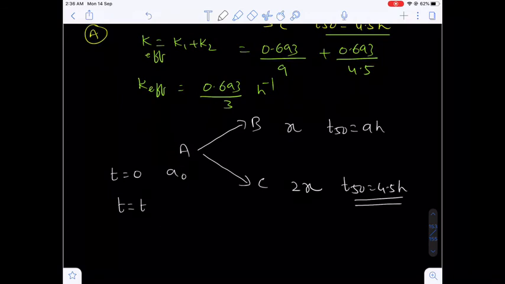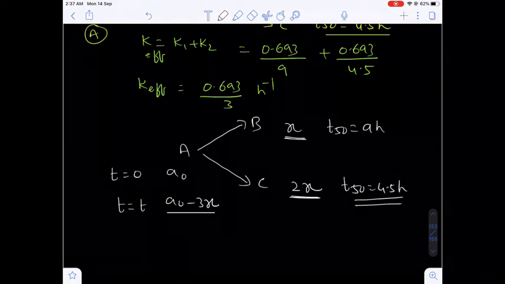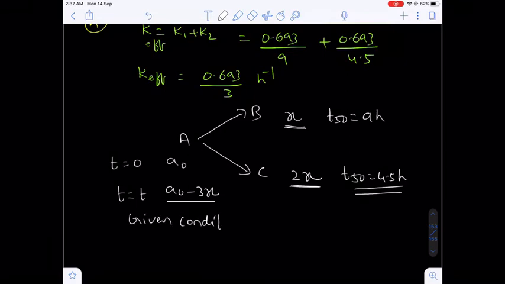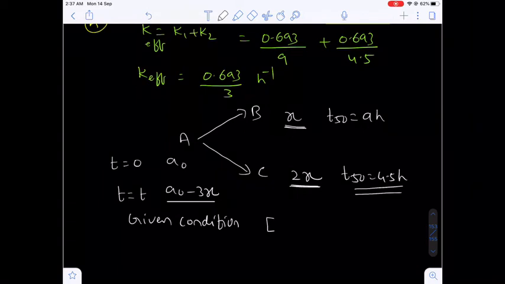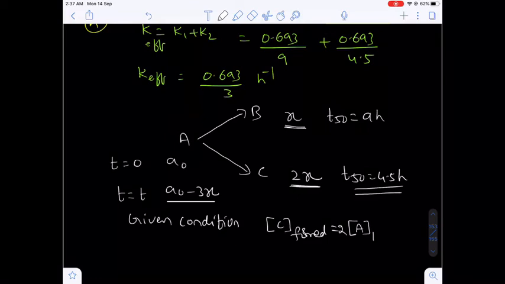This is very important. And how much concentration of reactant is left? A naught minus 3x, because x moles converted into B and 2x moles converted into C from A. The remaining moles of A will be A naught minus 3x. This is very important. And one more given condition. What is the given condition? The concentration of C formed will be equal to double the concentration of A left. Are you getting my point?